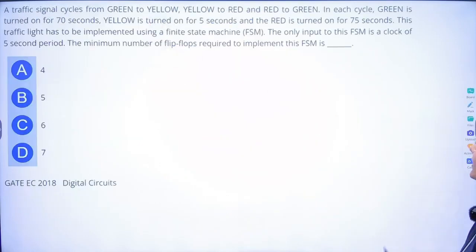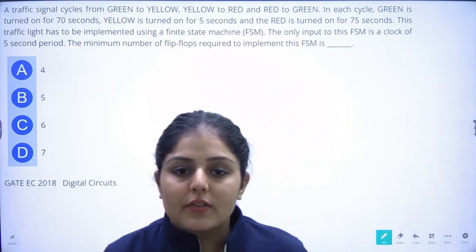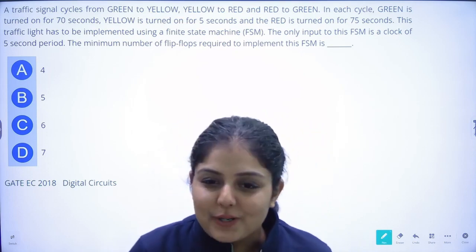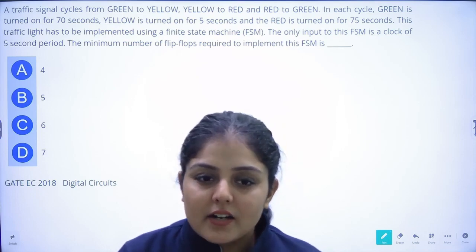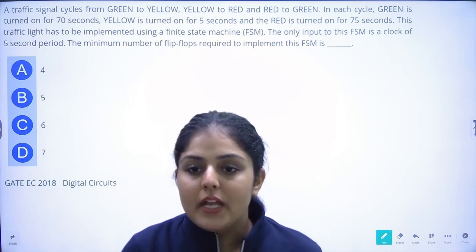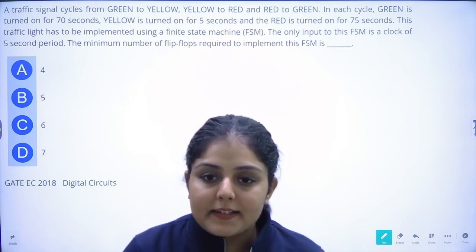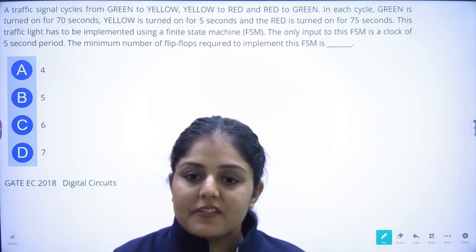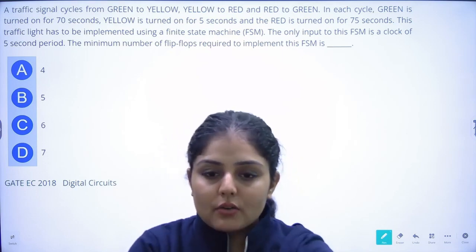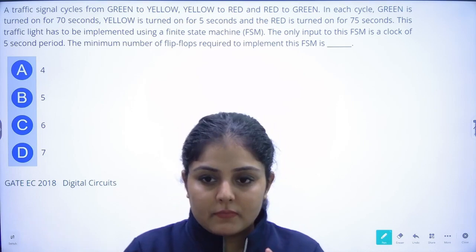Great. Next question. The next question says that a traffic signal cycles from green to yellow, yellow to red, red to green. We know how a traffic signal works, right? In each cycle, green is turned on for 70 seconds, yellow is turned on for 5 seconds, and red is turned on for 75 seconds. The traffic light has to be implemented using an FSM, finite state machine. The only input to the FSM is a clock of 5-second period.